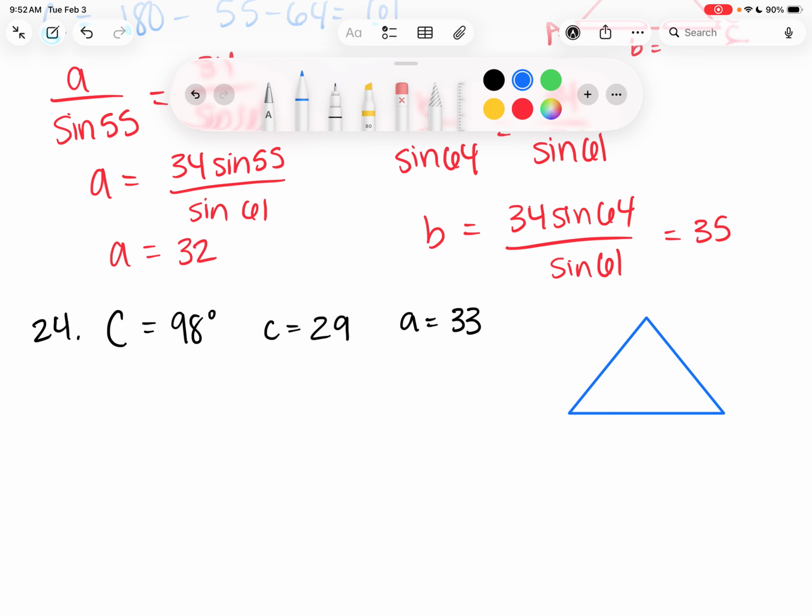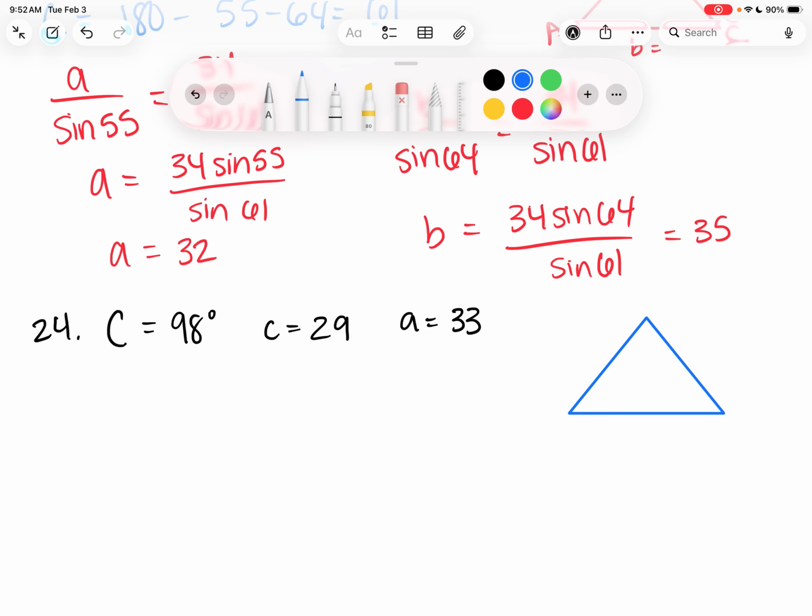So in our situation of what we were looking at in your notes, you were given angle A, side A, and side B. So we were looking at A compared to B. However, in this situation, we're given side and angle C and then side A. So we're actually looking at C compared to A. Okay, so I don't even really need to draw this triangle because it's no triangle.